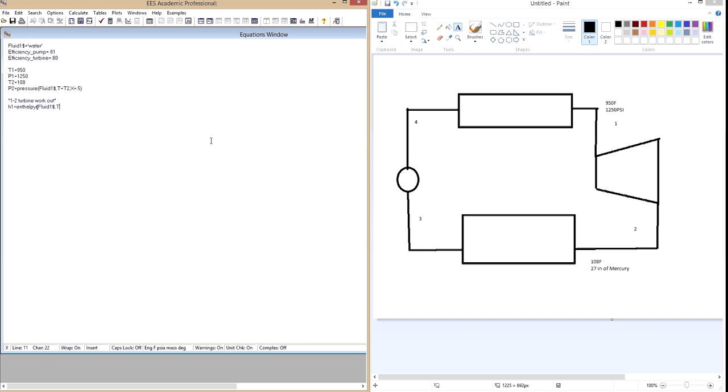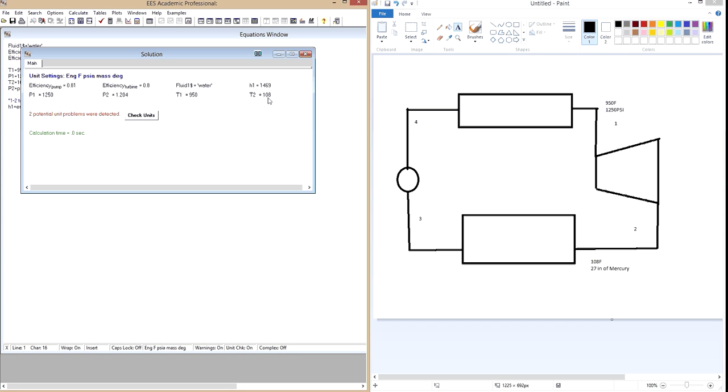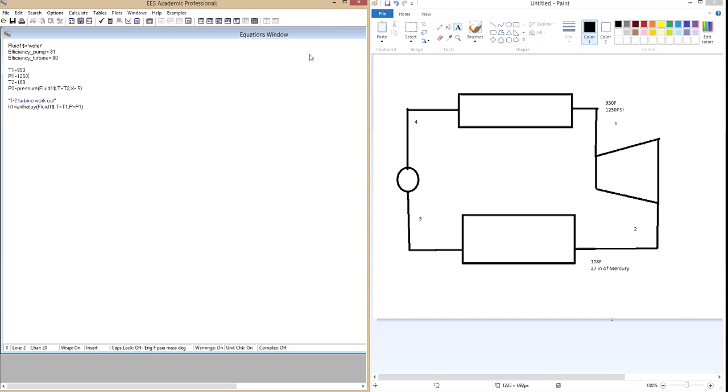I need 2 conditions, so T equals, now instead of 950, if I want to change that later, I'm just going to do T equals T1. And instead of typing in 250, I'm just going to write P equals P1. So H1 is going to be called off of the state conditions of state 1. Let's hit run. H1 is right here, 1469. So a lot of enthalpy. But this is as it goes into our turbine, so it makes a little bit of sense.